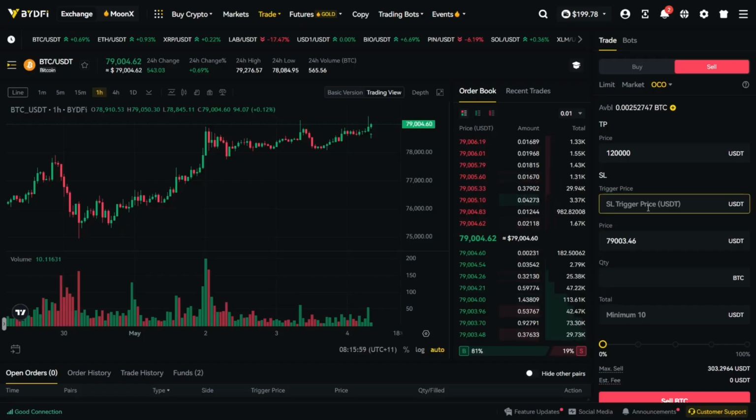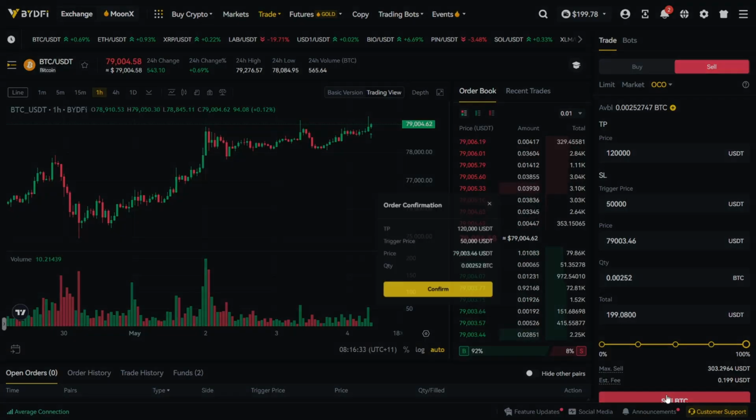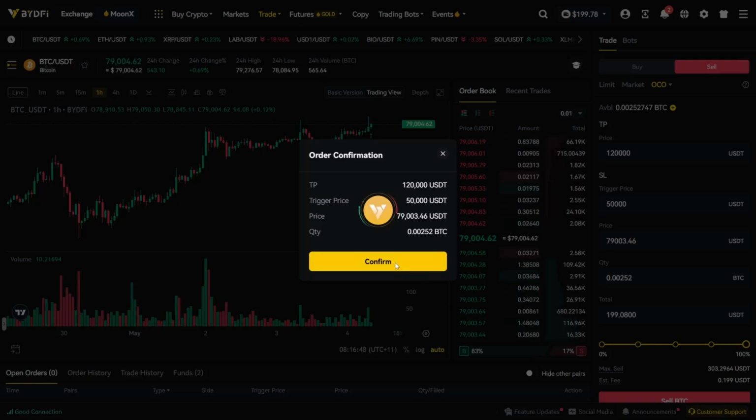For our stop loss, I want to protect my position if Bitcoin goes past 50,000. So again, that would mean if it goes past 50,000, we will be fully sold out of our position and we would just take our losses. So we've set our take profit and stop loss price, and we are going to sell our full position if either price is hit, and we can click sell BTC, and we can confirm.